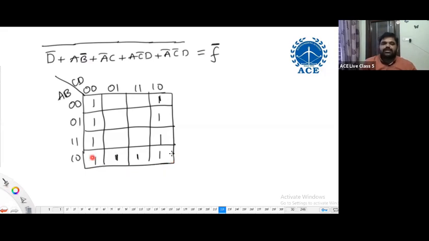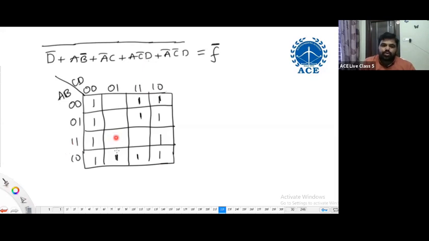This is AB bar. Second term is completed. What is the third term? A bar C. A equals 0, C equals 1. This is a region. That means these are minterms. A bar C. This region is what? A bar C, because A equals 0, B is changing, C equals 1, D is changing. So A bar C. And what is the third term? Sorry, the fourth one, A C bar D. So A is 1, CD is 0, 1.